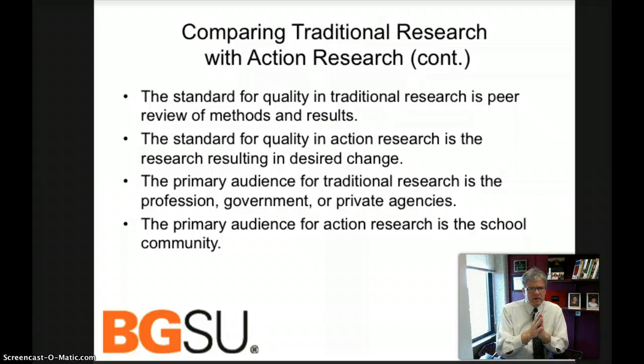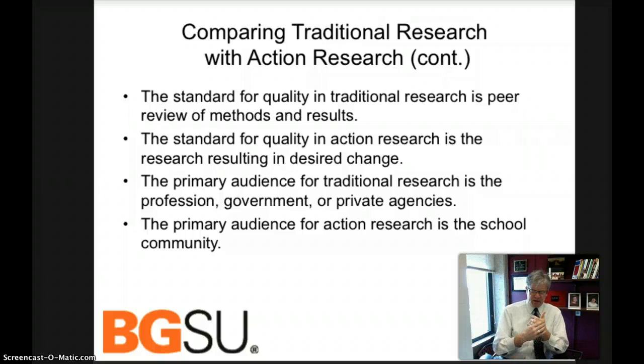And then finally, in these comparisons, the standard for quality in traditional research is peer review of methods and results. So when we conduct research at the university level, we are sending that research out to be evaluated by our peers. But the standard for quality within action research is whether you got the results that you were after. You identified a problem, you took some steps to mitigate the problem, were you successful in that?